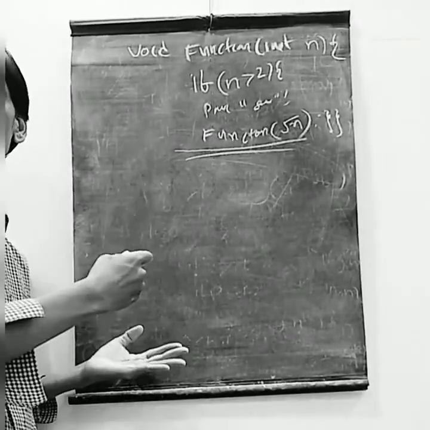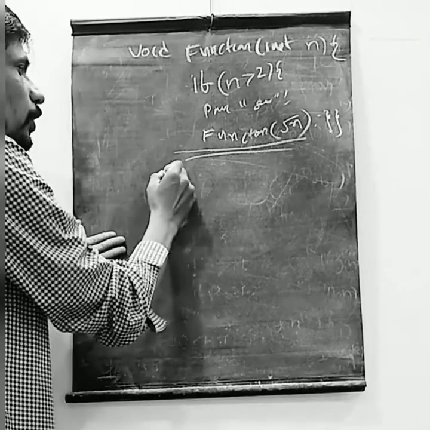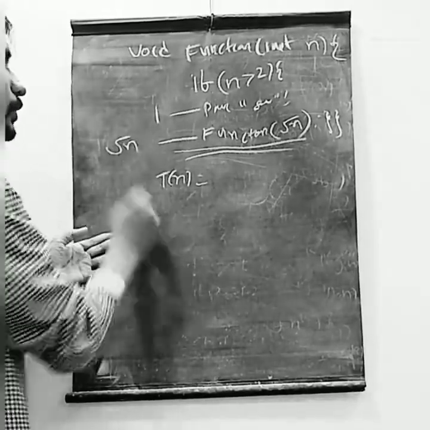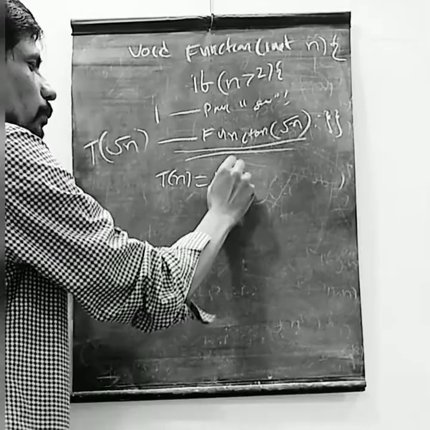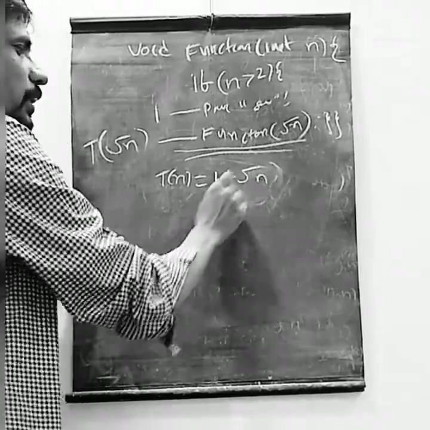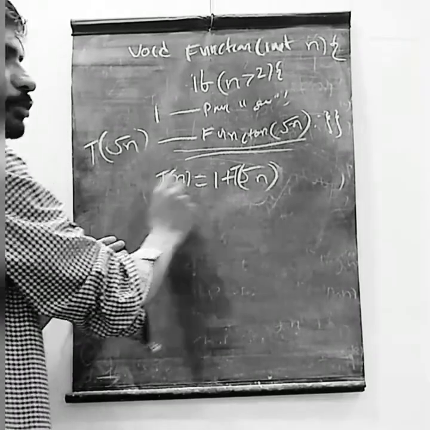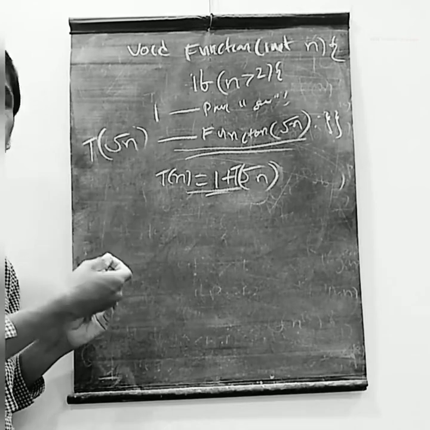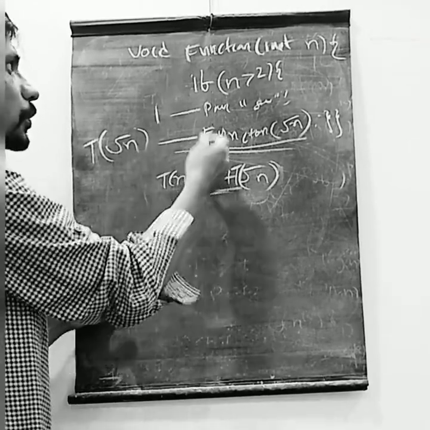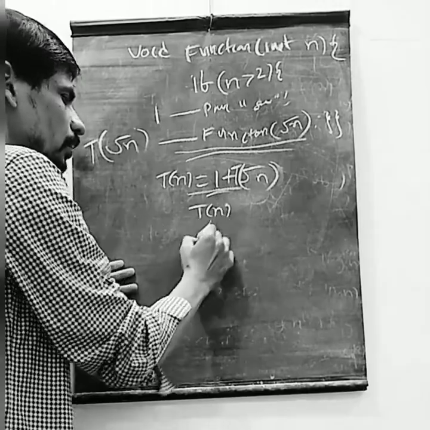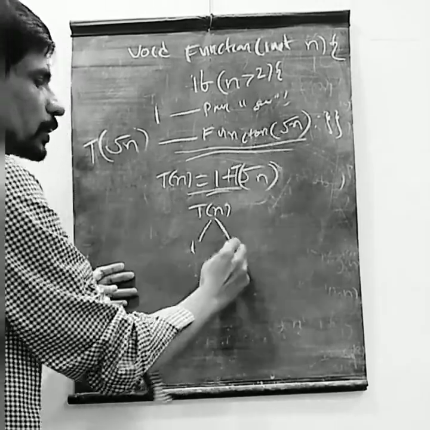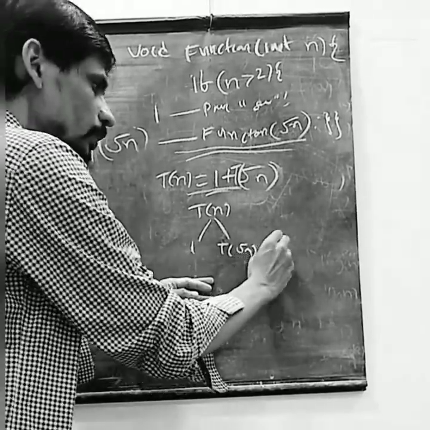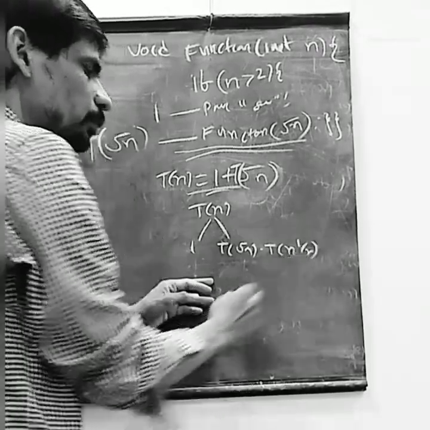Before doing that, we need to find the recurrence relation for our program. So t of n equals, this will take 1 time, plus t of root n. So 1 plus t of root n. So this is my recurrence relation. Now by using the recurrence tree method, we will try to find the complexity of this program. So t of n prints 1 time, then t of root n. I will change this as t of n power 1 by 2.